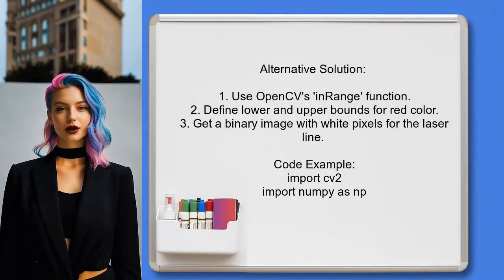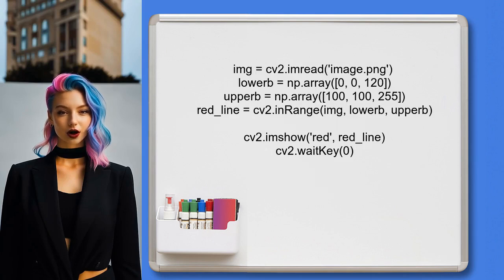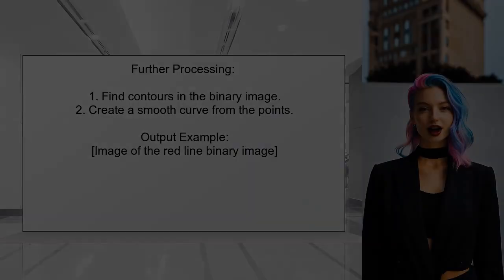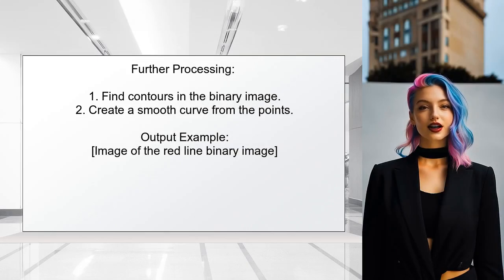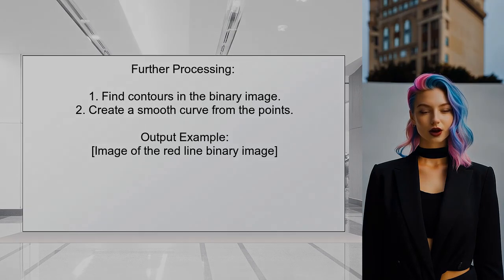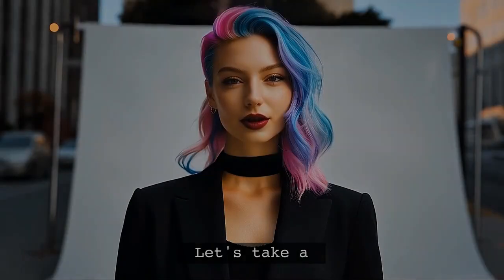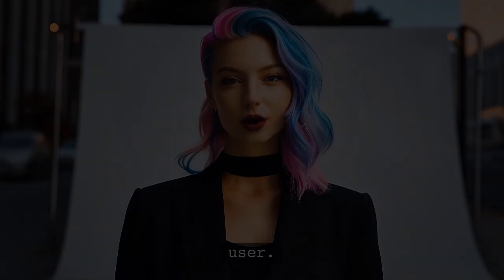An alternative approach to extracting a laser line involves using the OpenCV function InRange. This method allows you to define a lower and upper bound for the red color in the image. It produces a binary image where white pixels indicate areas within that color range. This method is more efficient than simply finding the highest value in each row. Additionally, you can further process the binary image to find contours, which can help in creating a smooth curve of the laser line. Let's take a look at another answer from another user.